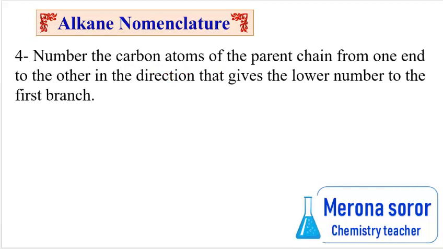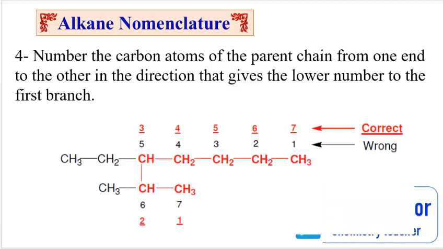Step number 4. Number the carbon atoms of the parent chain from one end to the other, in the direction that gives the lowest number to the first branch. In this example, the parent chain is colored red. It has two terminals. This is the first terminal and this is the second terminal. The first branch is nearest to this terminal, so we must start numbering from this terminal. So the correct numbering is 1, 2, 3, 4, 5, 6, not from the other terminal.